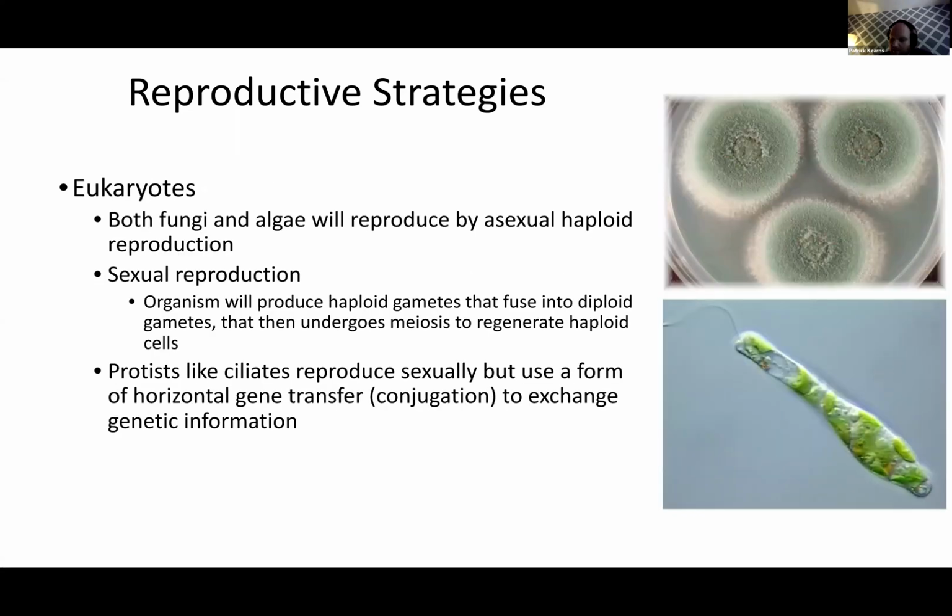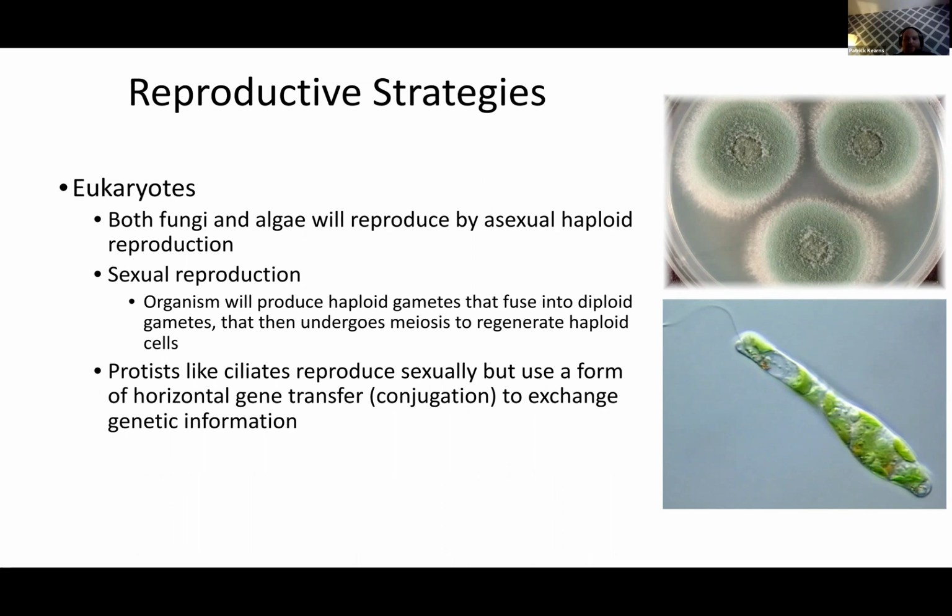This is in contrast to our eukaryotes. So both fungi and algae will reproduce by asexual haploid reproduction, but many eukaryotes have the capacity, such as yourself, for sexual reproduction. So these organisms will produce haploid gametes that fuse into a diploid zygote, when the cell undergoes meiosis to regenerate haploid cells.